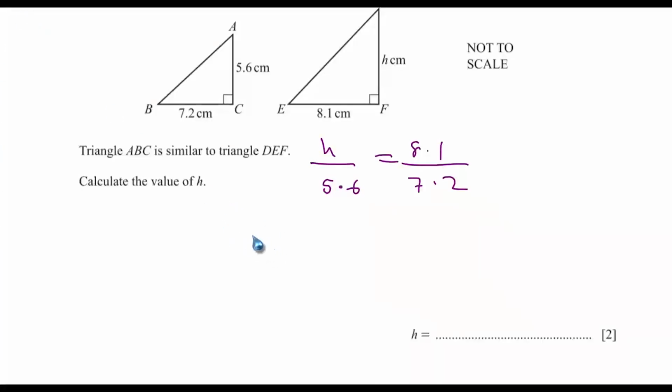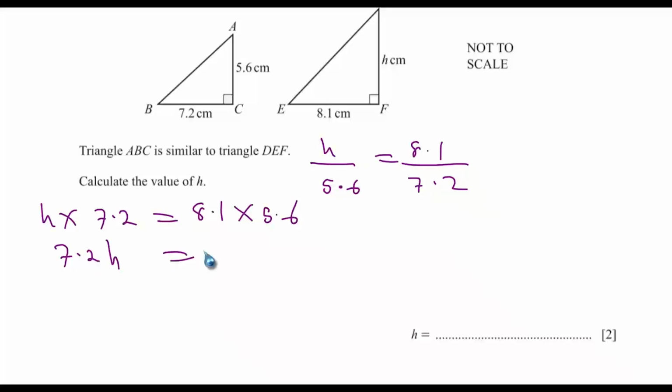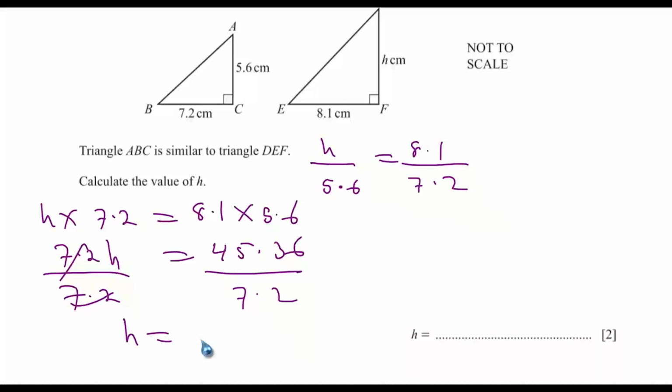So if you cross multiply, we're going to have h multiplied by 7.2 equals 8.1 multiplied by 5.6. So this will give 7.2h equals, the product of this will give you 45.36. Then finally we can divide both sides by 7.2 to get the value of h. So that will be h equals 6.3. If you divide 45.36 by 7.2, that will give you 6.3 centimeters. So that is the value of h.